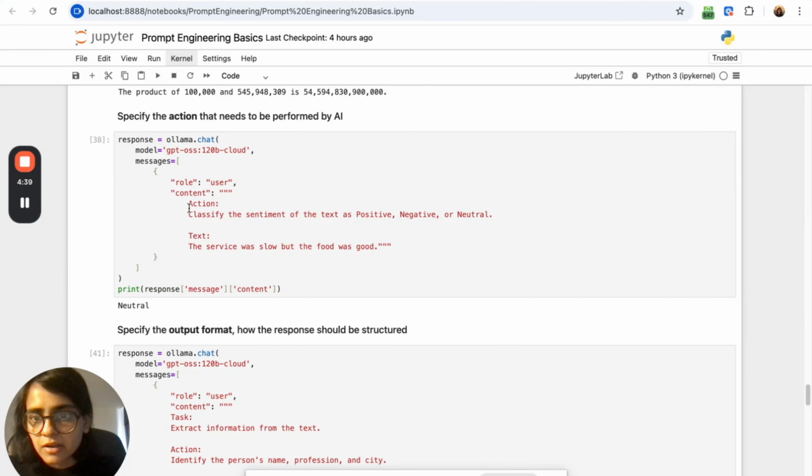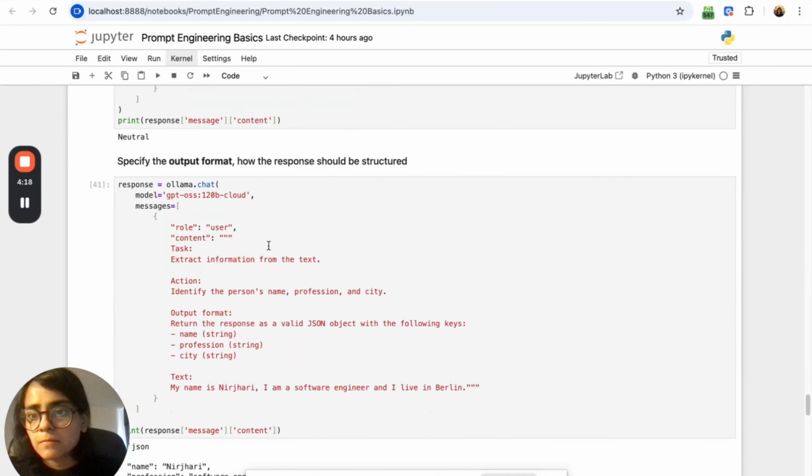So, for example, here I have specified using this action keyword, saying classify the sentiment of the text as positive, negative, or neutral, and then given the actual text. You can actually use these words. It gives clarity to the AI about what this text is about, and it's very helpful when coming up with the answer.